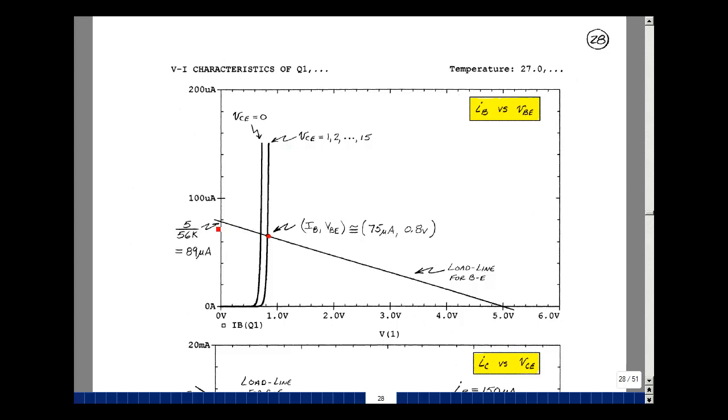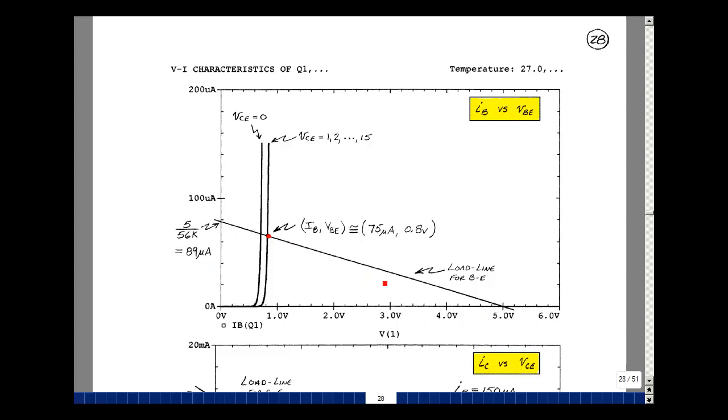From the previous page, if we were to set I sub B equal to 0, then the base emitter voltage would just be equal to 5 volts. That's not the solution, but just simply 1 point here. And if we take our other equation for I sub B and let VBE equal 0, then I sub B would be 5 volts over 56K or 89 microamps. That's this point right over here. So we draw a straight line.